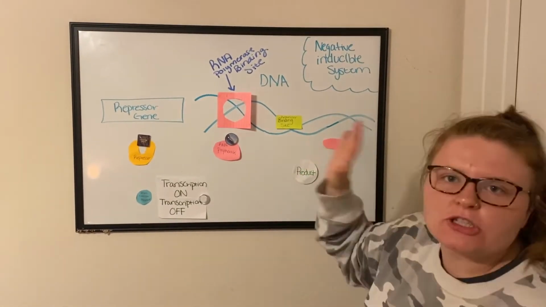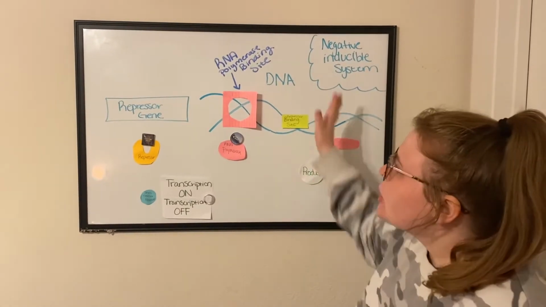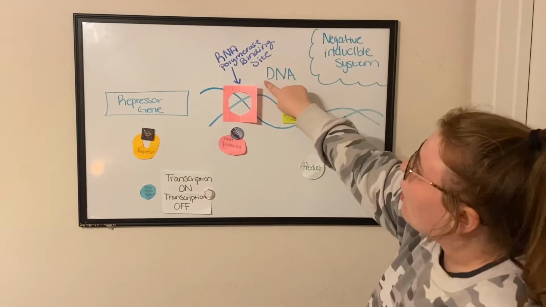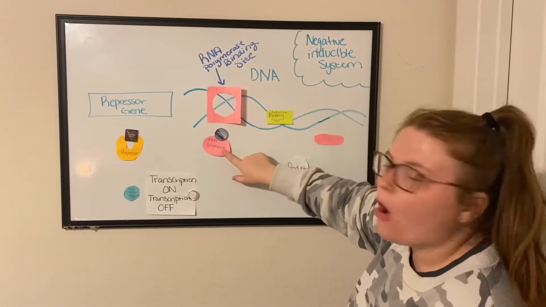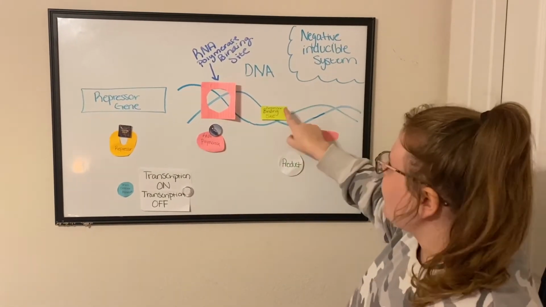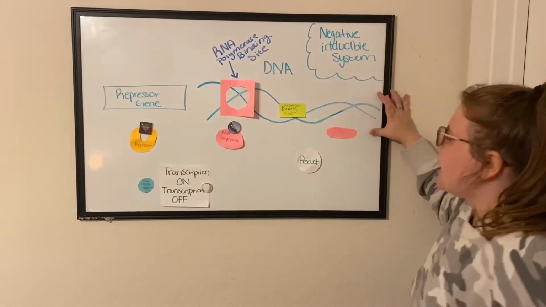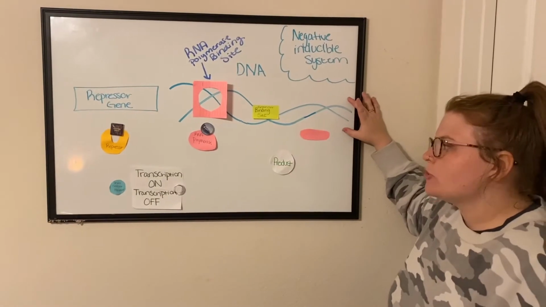So first off, let's just look at our DNA components. We have a repressor gene, which is going to make our repressor. We have an RNA polymerase binding site, which is where the RNA polymerase is going to bind. We have a repressor binding site, which is where our repressor might bind. And then downstream, we have just the DNA we're trying to transcribe.